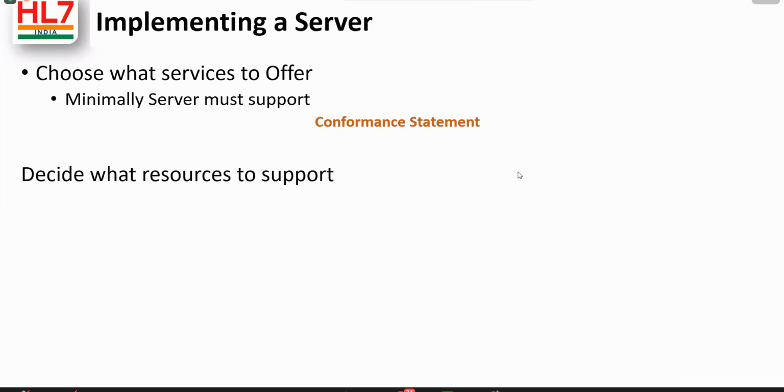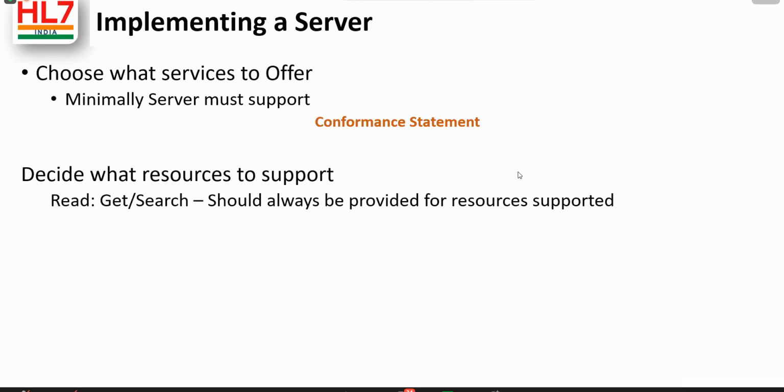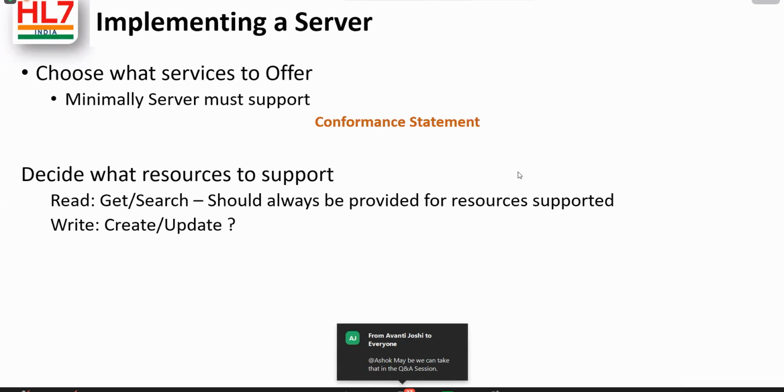Okay. Decide what resources to support. And for all the resources that you choose to support, make sure that you support the get and the search functionality, because without get and search, there is less usability of the resource that you're supporting. So get and search should always be provided for the resources that you are supporting. These are just guidelines.